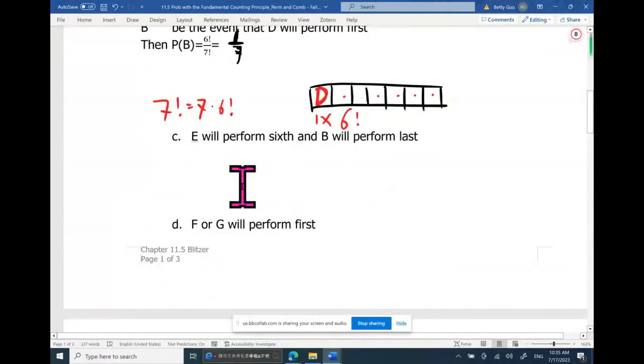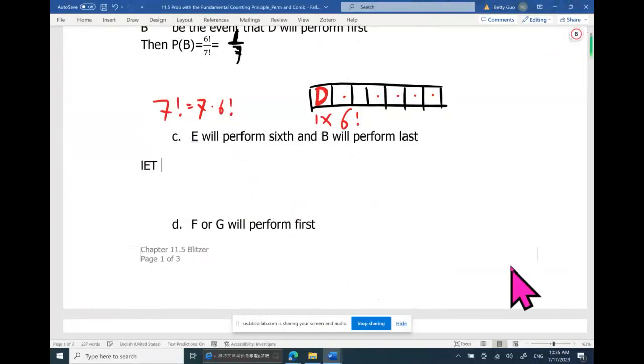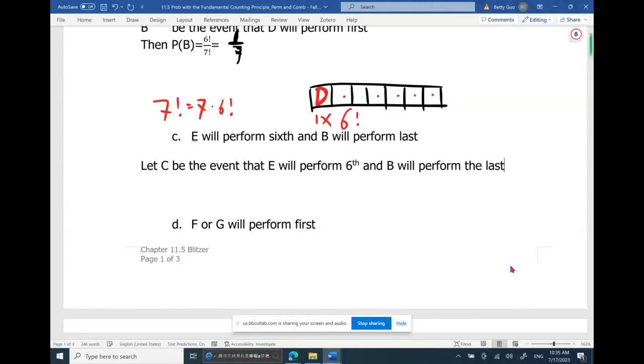Part C: E will perform 6th and B will perform last. Whenever you use a letter to refer to a certain event, you should make it clear at the beginning of your solution. Let C be the event that E will perform 6th and B will perform last. The last means the 7th, right?